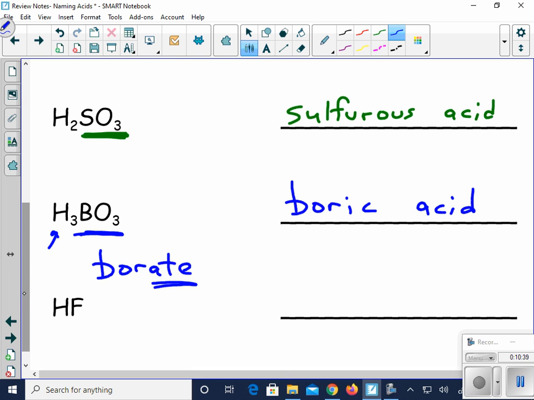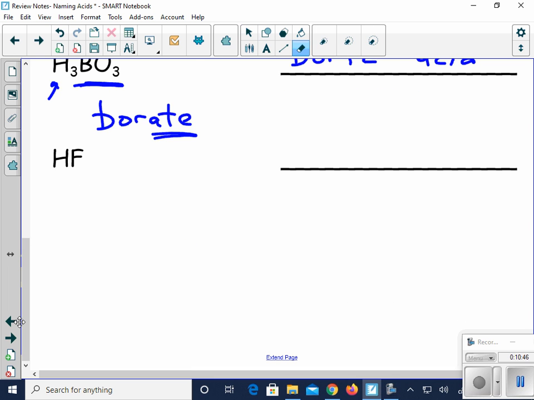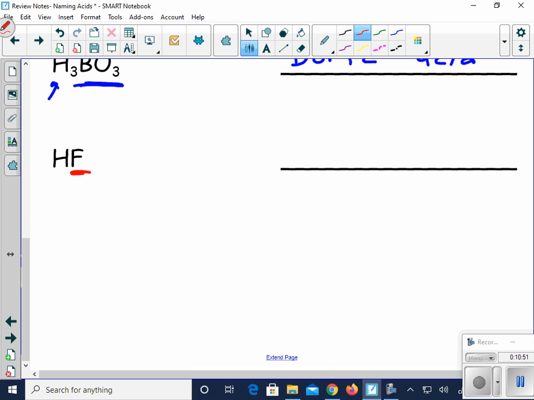Now my final one down here on the bottom, HF. Okay, HF. I'm looking in the -1s for what F is. It's not a polyatomic ion, so I'm not going to look at the PAL. I'm going to look at my list of common ions under my monoatomic anions, and I see that F is fluoride.